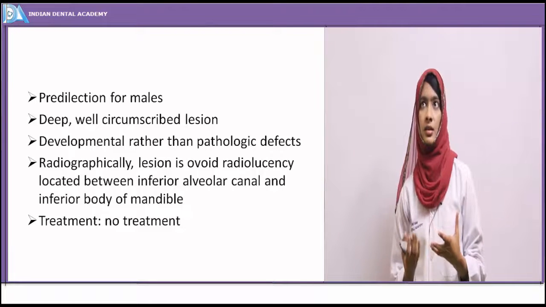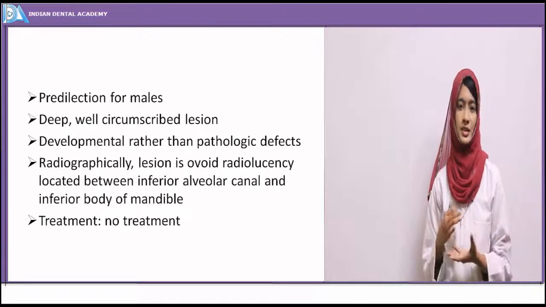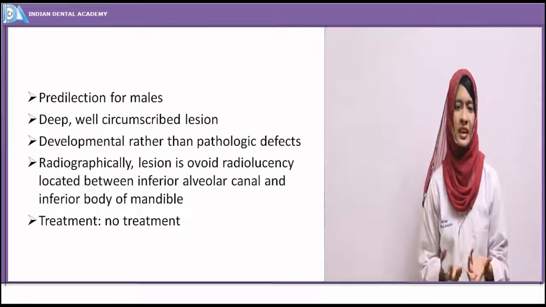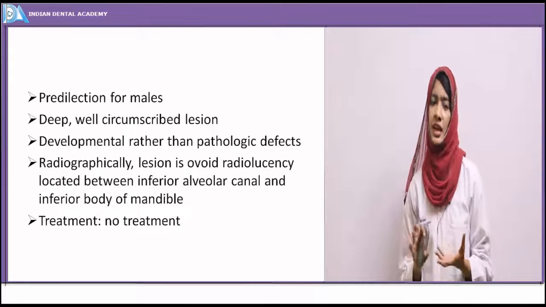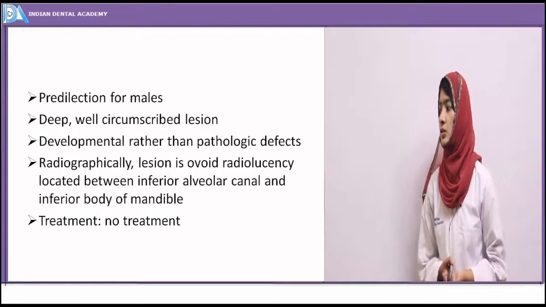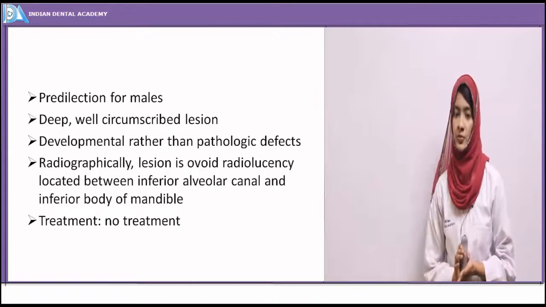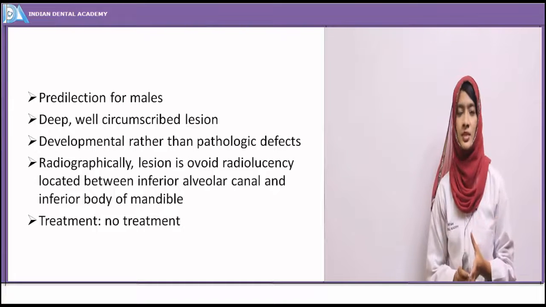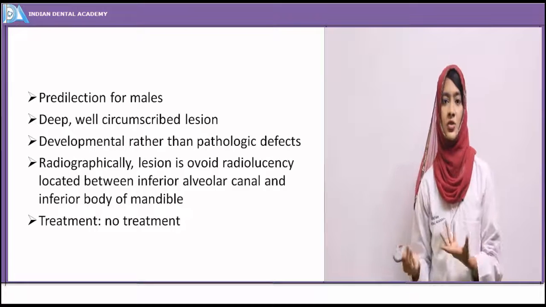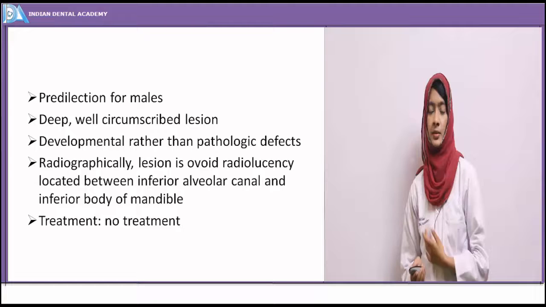Clinically, you cannot make it out, because it is asymptomatic and there is no clinical presentation of swelling or such a thing. It is usually diagnosed incidentally when you take a radiograph. The radiograph shows an ovoid radiolucency located between the inferior alveolar canal and the inferior border of the mandible. Treatment: no specific treatment is required unless there are cases of fracture in that area. Then the cyst has to be filled up.